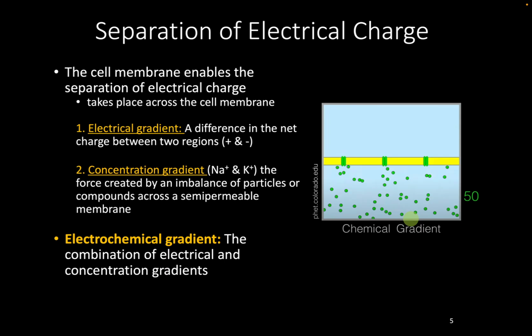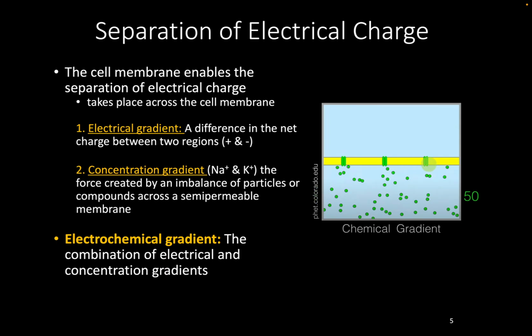Okay. So basically it's creating a positive, right? That means that over here, we have all these positive ions and none out here. And we have all this potassium out here and none out here. So it's creating a chemical and an electrical gradient across this membrane.